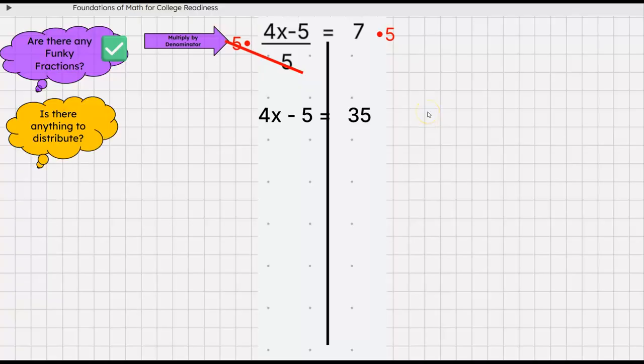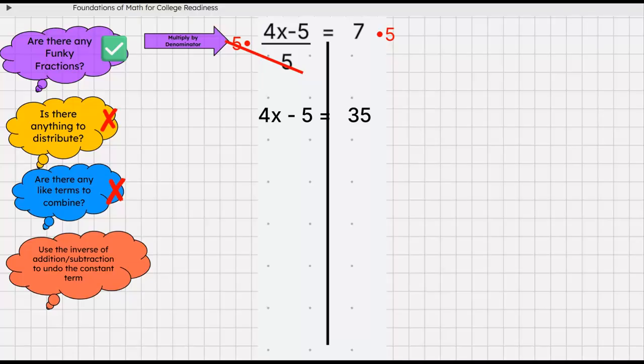Now, is there anything to distribute? No, there's not. Are there any like terms to combine? No, there are not. Use the inverse of addition or subtraction to undo the constant. It's a two-step equation. The constant is negative 5, so we're going to add 5 to both sides. When we add 5 to both sides, we get 4x equals 40.